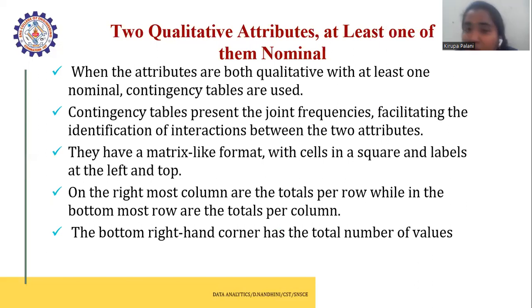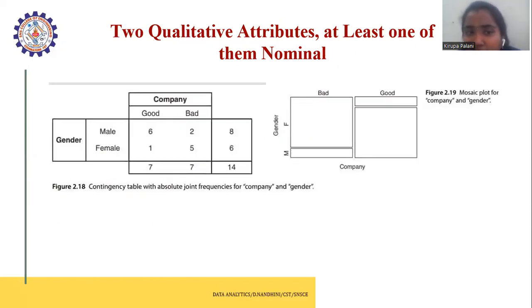For attributes that are not both quantitative, with at least one nominal, contingency tables are used. Contingency tables represent the joint frequency, allowing identification of interaction between the two attributes. They have a matrix-like format whose cells are in squares and are labeled at the left and the top. The rightmost column holds the row totals, while the bottom row holds the column totals. The bottom right-hand corner has the total number of values.